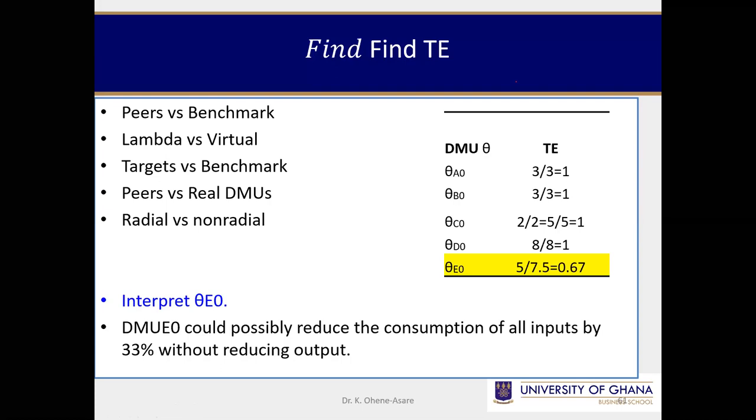What is interesting is what he has to do to be efficient. So you tell me that E can possibly reduce the consumption of all the inputs by 33% before it can be efficient. So this is how we put it. To be efficient, DMU E must reduce the consumption of all inputs by 33% without changing the output. Of course, we know output is constant. That's what we mean by without affecting the output, in order to be efficient.